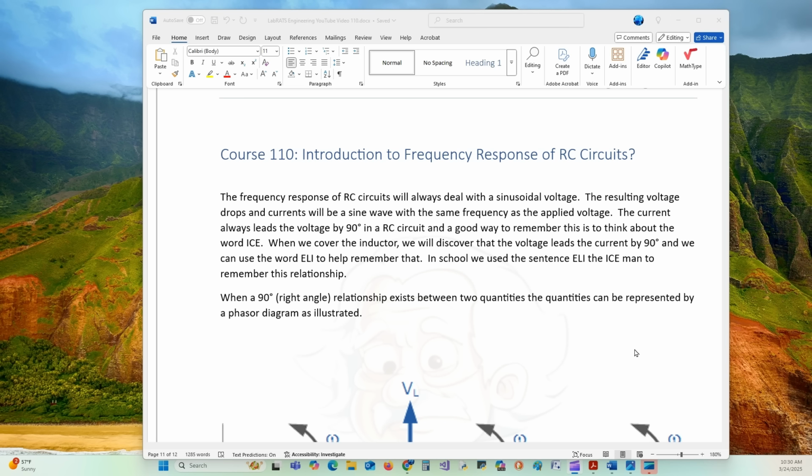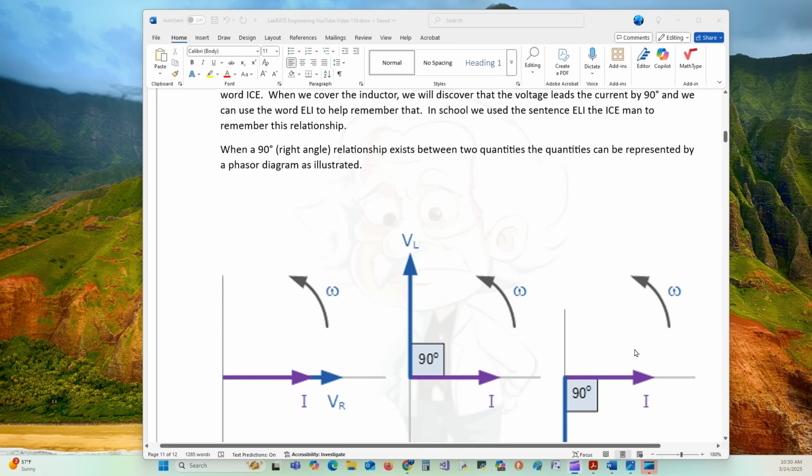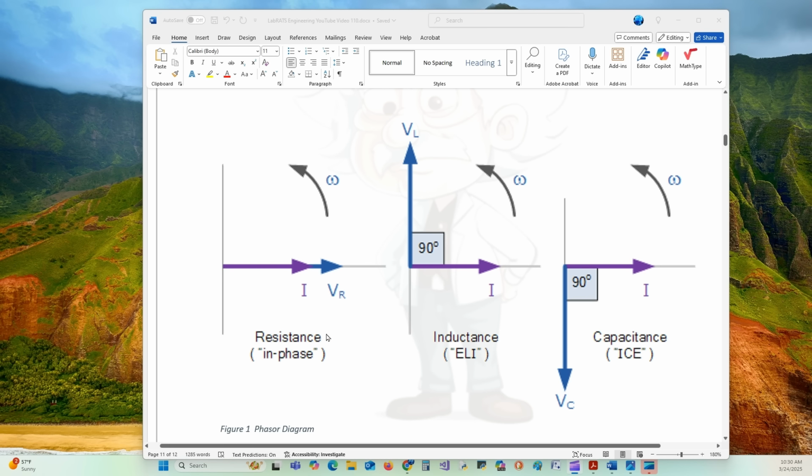When a 90-degree right-angle relationship exists between two quantities, the quantities can be represented by a phasor diagram as illustrated here. Here we have a pure resistive circuit, no reactance, and the current and voltage are in phase with different magnitudes. But in the inductor, the voltage leads the current by 90 degrees, and here's our voltage phasor and our current phasor. In the capacitor, the voltage lags by 90 degrees, and that could be illustrated right here.